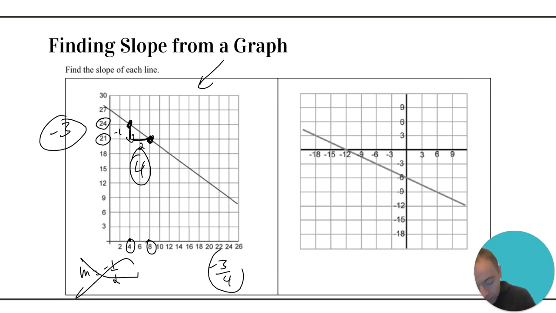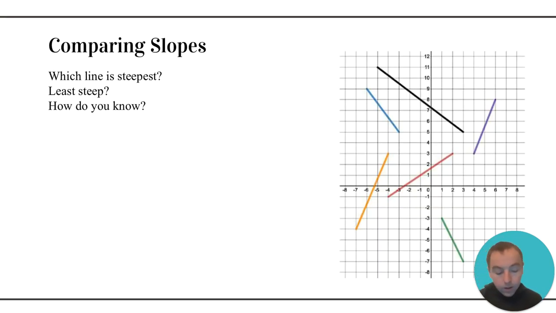So just pay really good close attention to the scale of your graph because graphs aren't always going to come by ones. They might come by 4s or 20s or whatever, right? All right, we'll skip past over that and then jump to here.